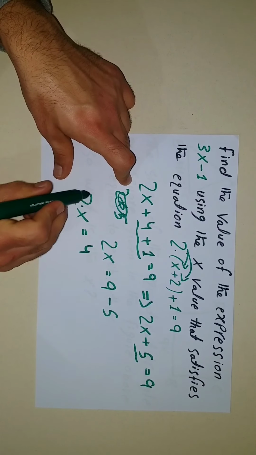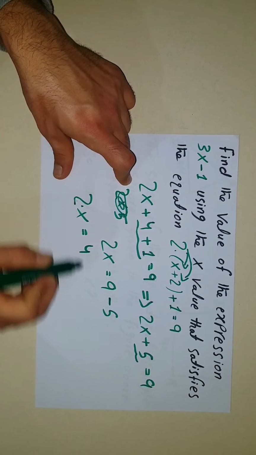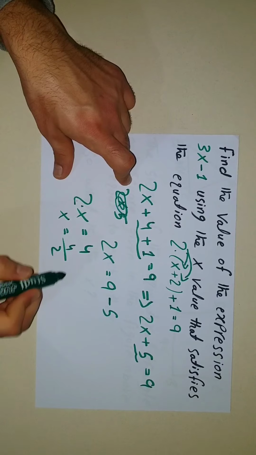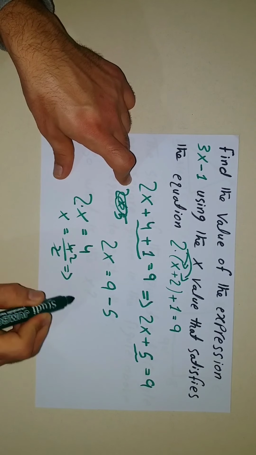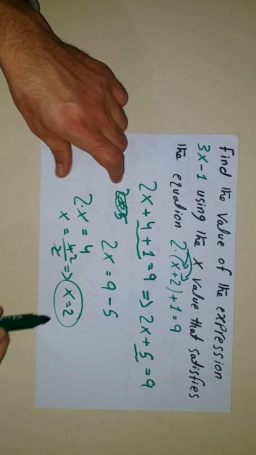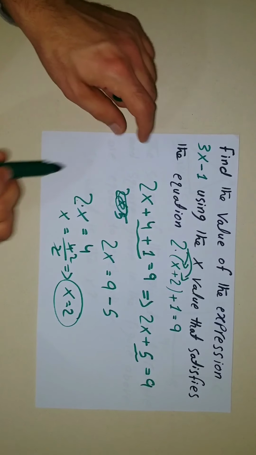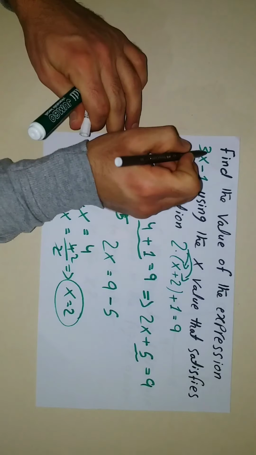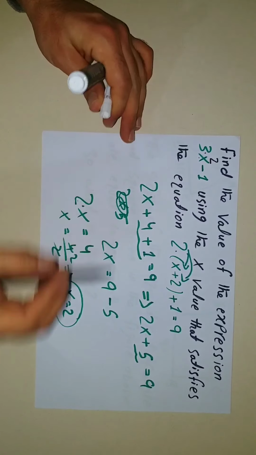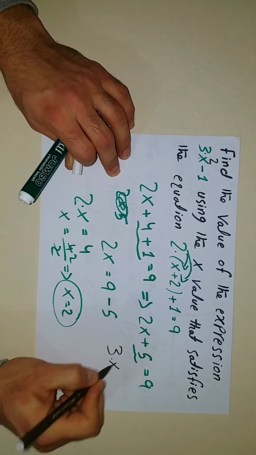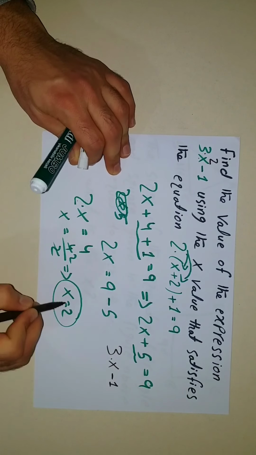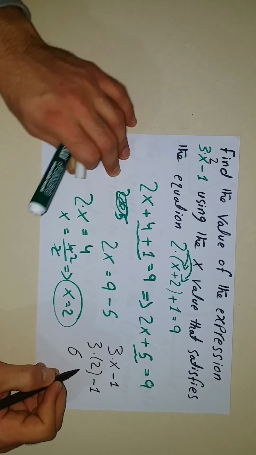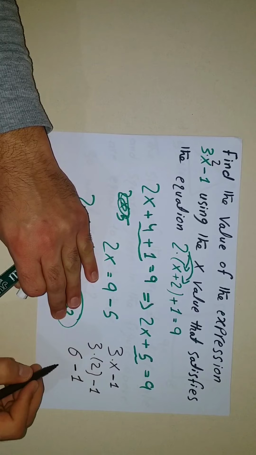So now I will transfer this 2 to the other side of the equation. It will be x is equal to 4 divided by 2. So 2 ones are 2, 2 twos are 4. x is equal to 2. Now I will put this 2 in this expression. The value of x is 2, so I will put it here. 3 multiplied by x minus 1, where the value of x is equal to 2. So 3 multiplied by 2 minus 1. 3 twos are 6, minus 1. 6 minus 1 is equal to 5.